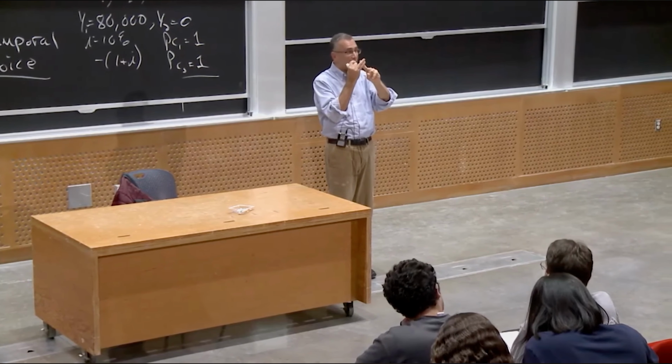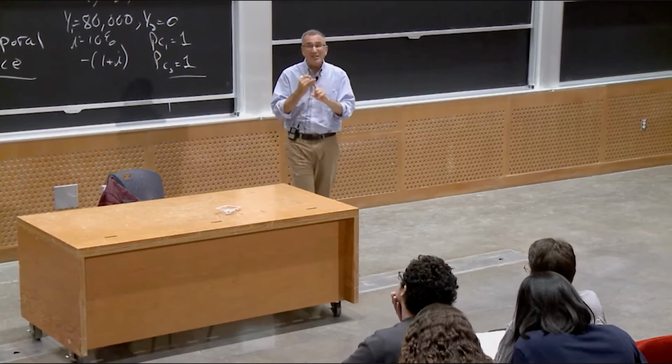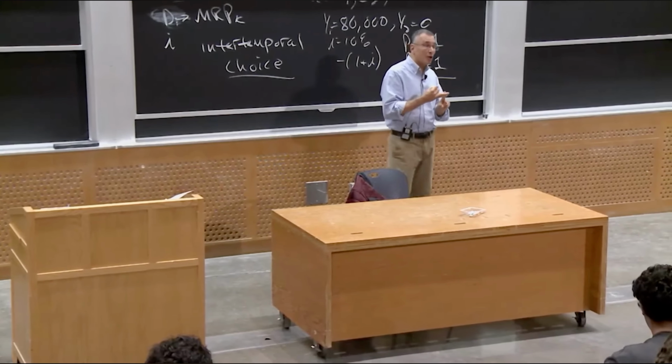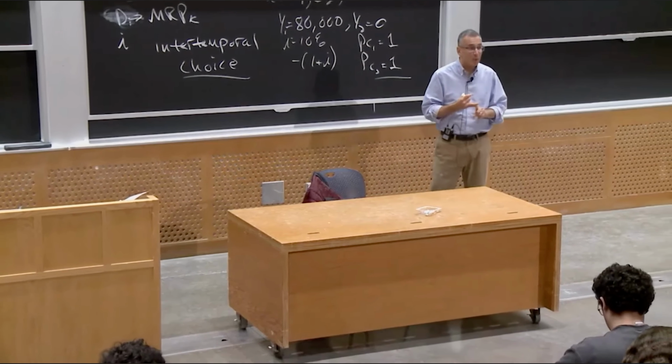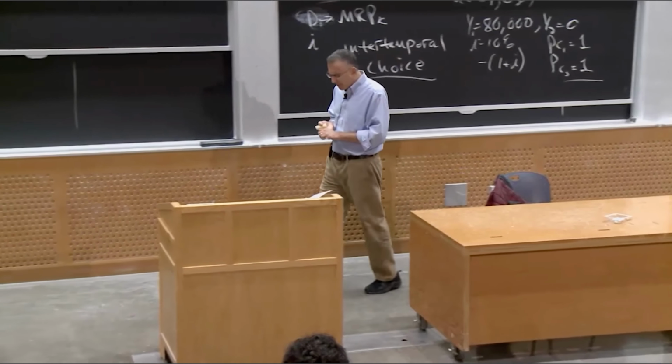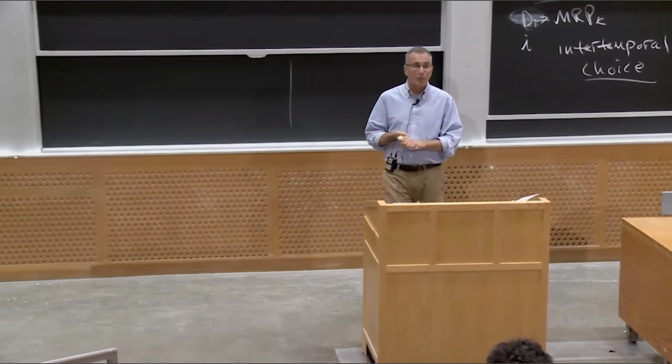C1 is what you're maximizing over here. The price of first period consumption has gone up. Why has it gone up? Because the opportunity cost has gone up. You can have more in period 2 by saving more. So the substitution effect necessarily says you'll have less period 1 consumption. But what about the income effect? Well, consumption in period 1 is a normal good.